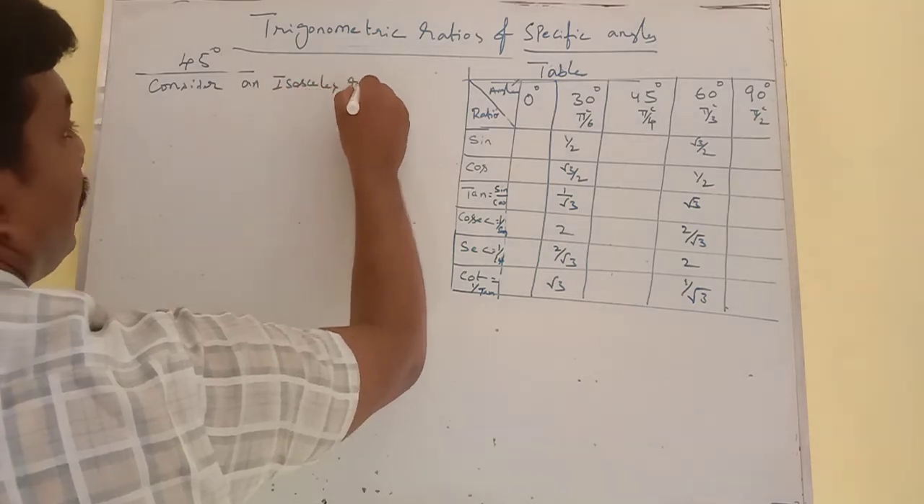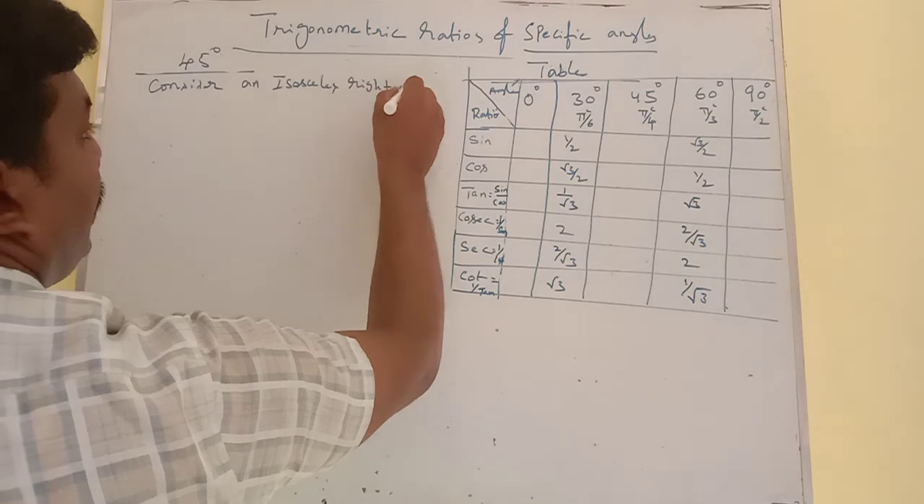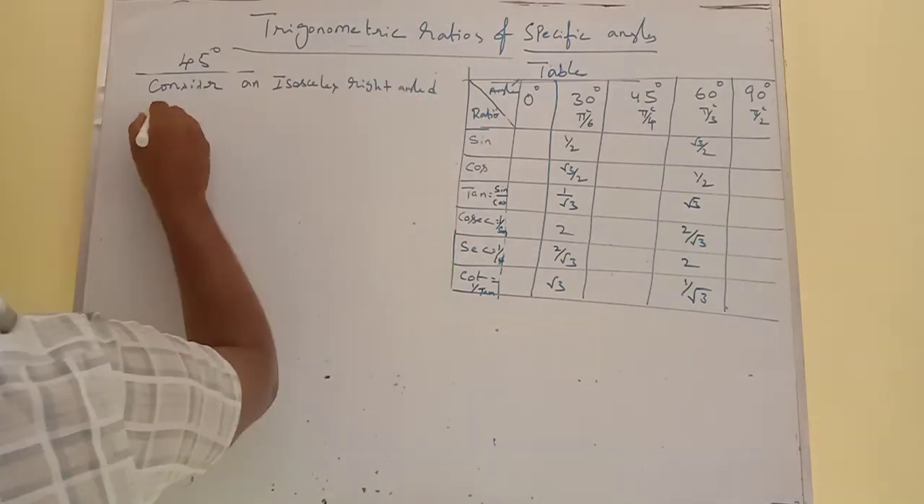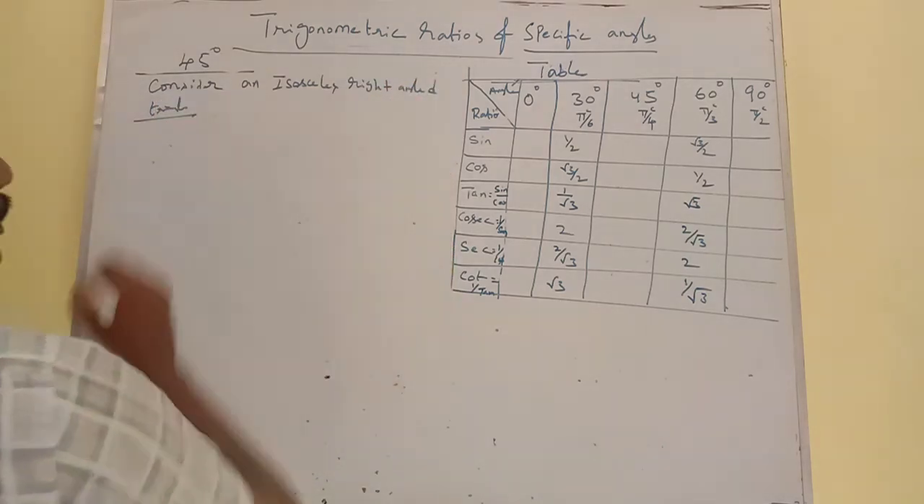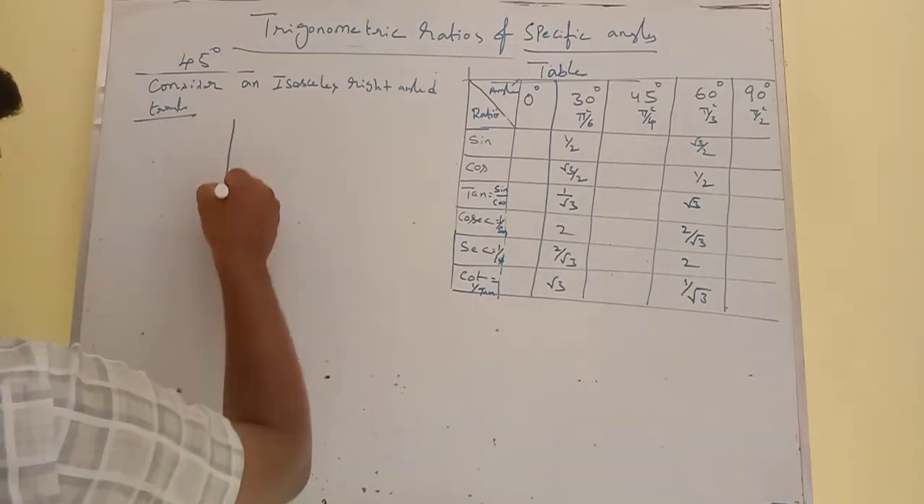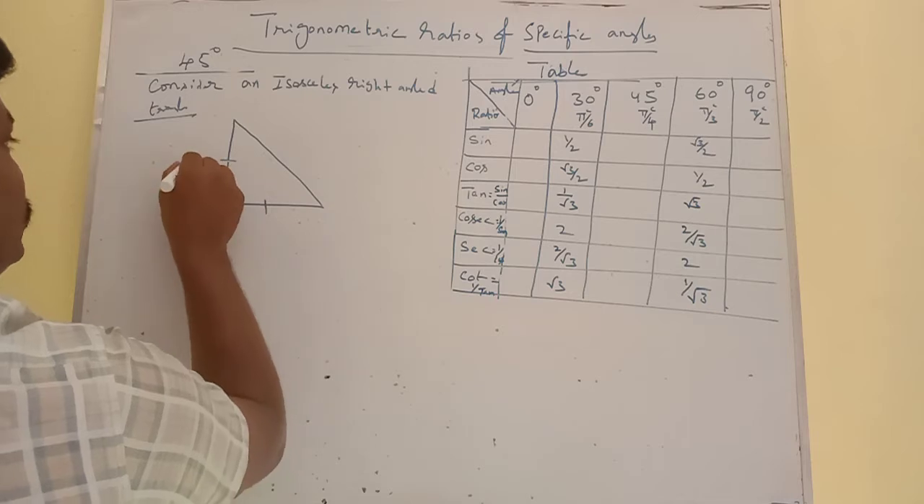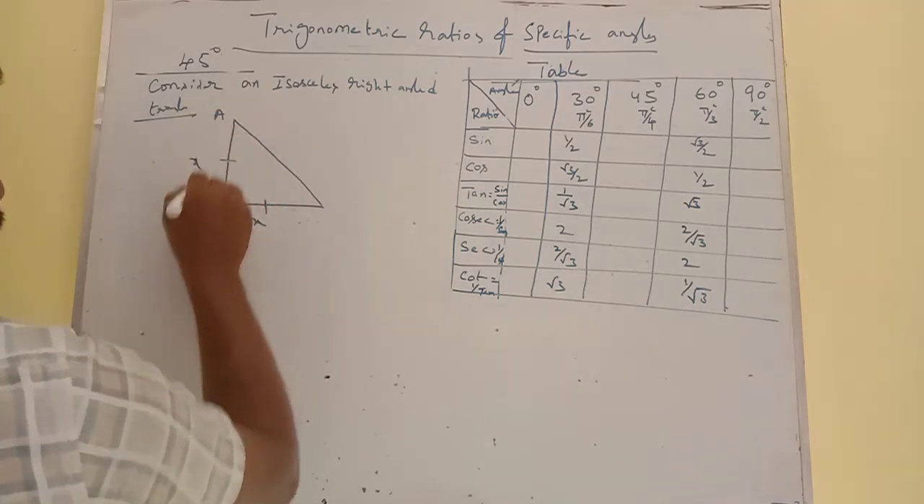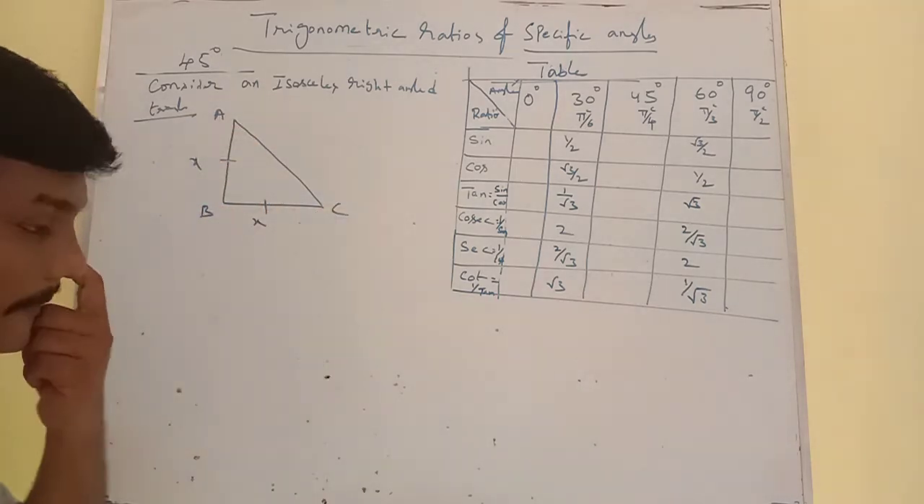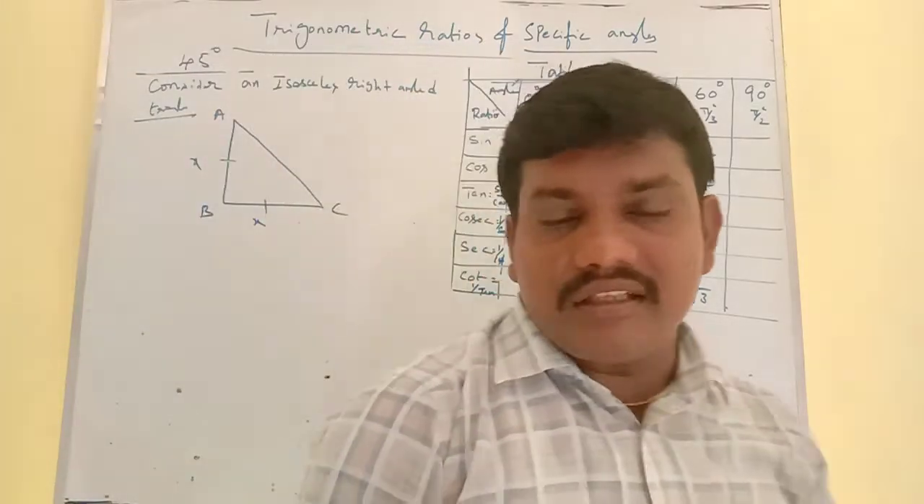Isosceles right angled triangle. Let me consider a right angle isosceles triangle whose equal sides are x. Let me take this as A, B, C, whose equal sides are x.